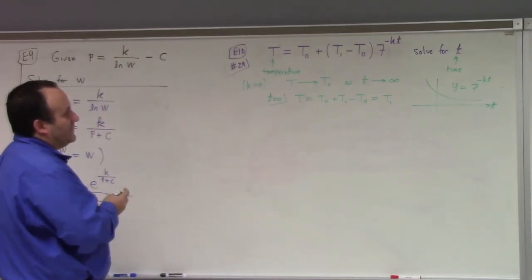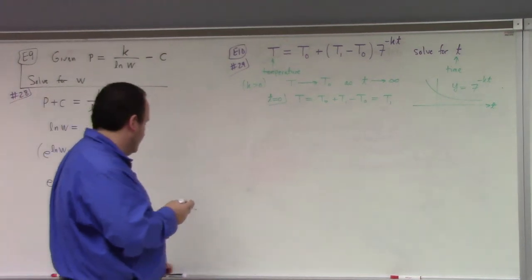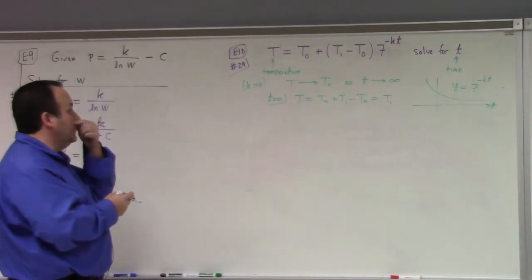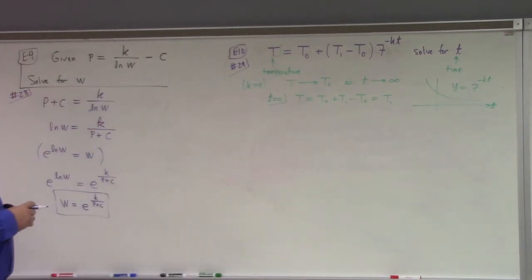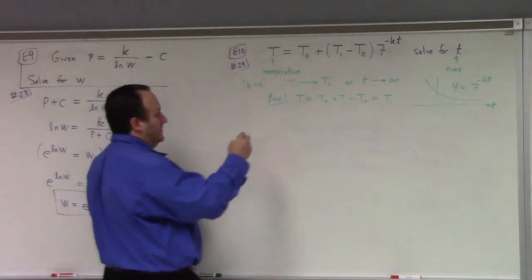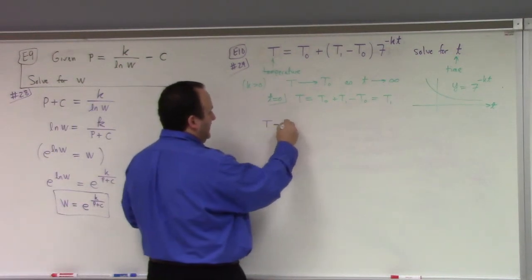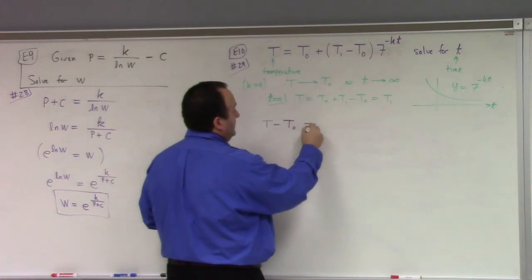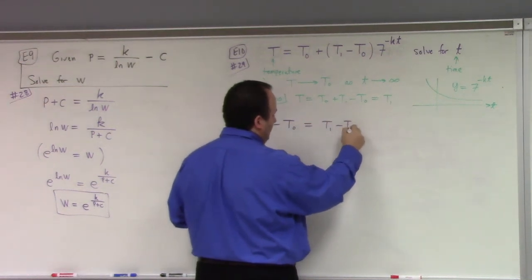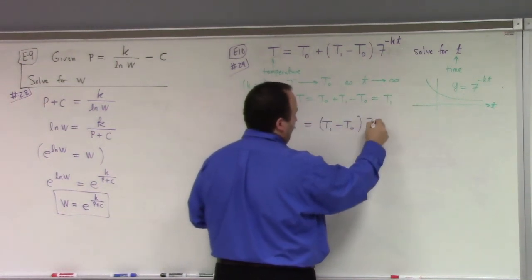Okay, so how do you solve for t then? Now I've given you the backstory of this equation. It has nothing to do with the problem. I just wanted to let you know why this is an interesting equation. I think first thing we should do is to subtract T naught from both sides. And so we get big T minus big T naught equals (T1 minus big T naught) times 7 to the minus kt, right?